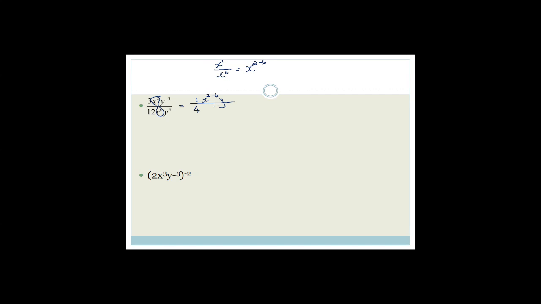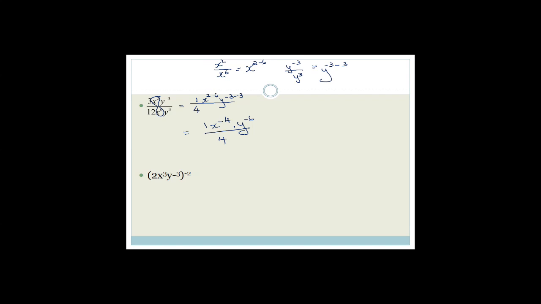Then we've got y, and again I'm using my quotient rule. I've got y to the minus 3 over y to the 3. And what does that become? It becomes y to the minus 3 minus 3. So I write that down, minus 3 minus 3. So what does that become? I'm just leaving that there for the sake of making sure we understand what's going on. x, 2 minus 6 is minus 4, times y, minus 3 minus 3 is minus 6, all over 4.